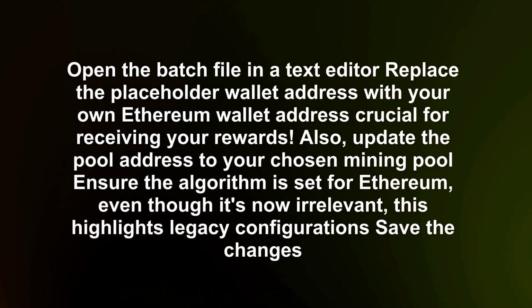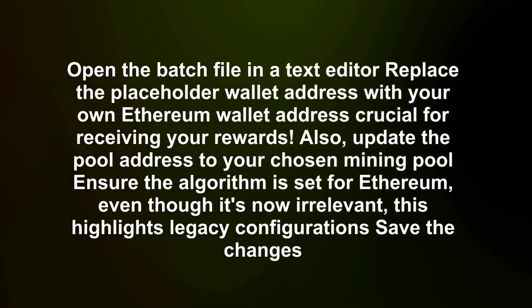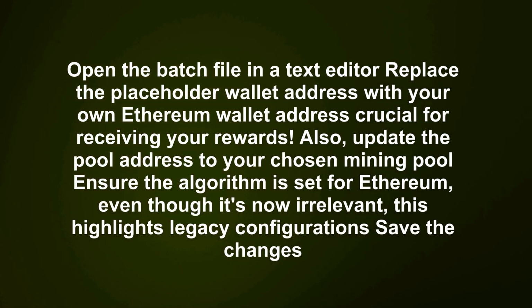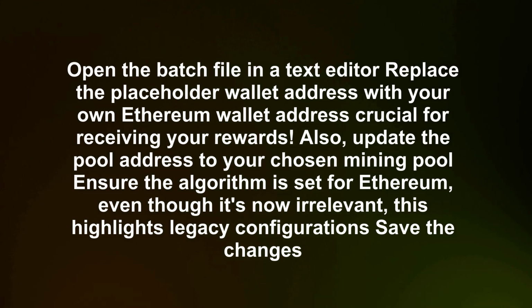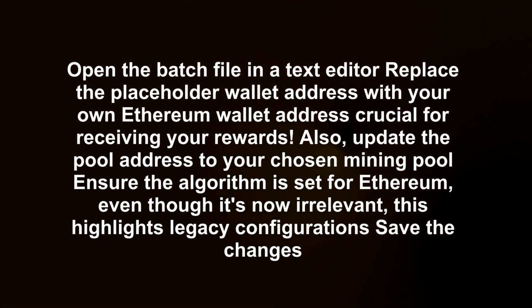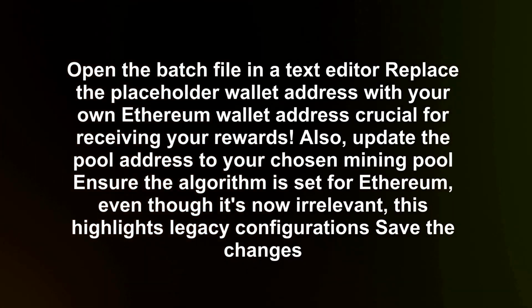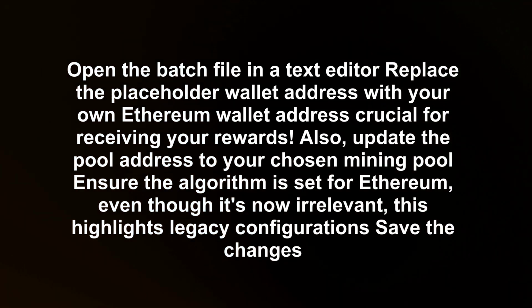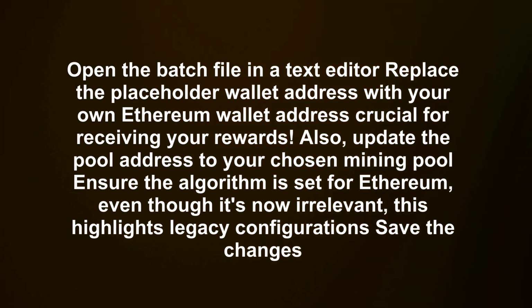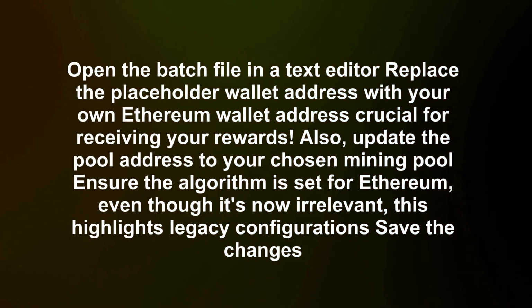Open the batch file in a text editor. Replace the placeholder wallet address with your own Ethereum wallet address, crucial for receiving your rewards. Also, update the pool address to your chosen mining pool. Ensure the algorithm is set for Ethereum, even though it's now irrelevant. This highlights legacy configurations. Save the changes.